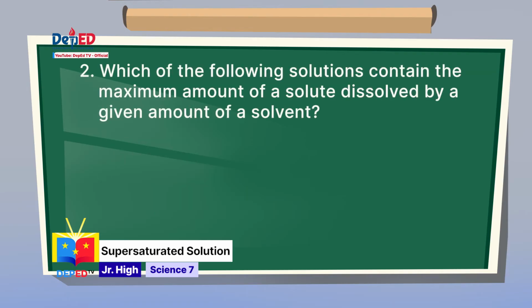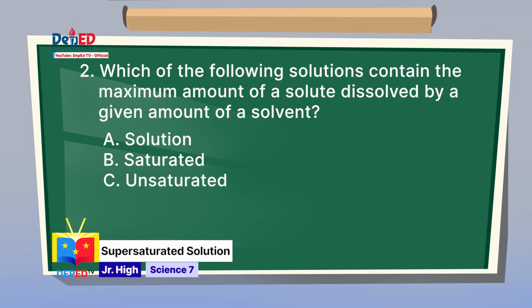Number 2. Which of the following solutions contain the maximum amount of a solute dissolved by a given amount of a solvent? A. Solution. B. Saturated. C. Unsaturated. D. Supersaturated. The solution that contains the maximum amount of a solute dissolved by a given amount of a solvent is saturated. If your answer is letter B, then you got it right!